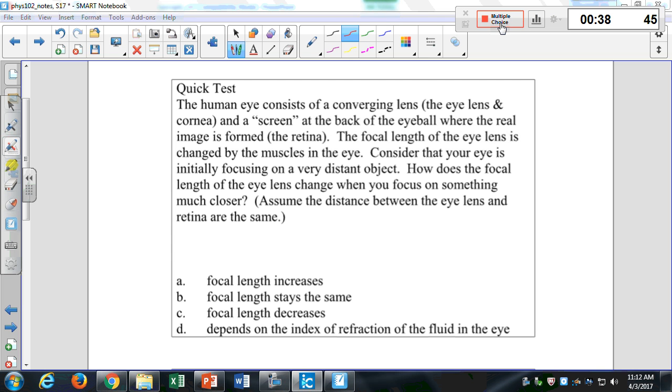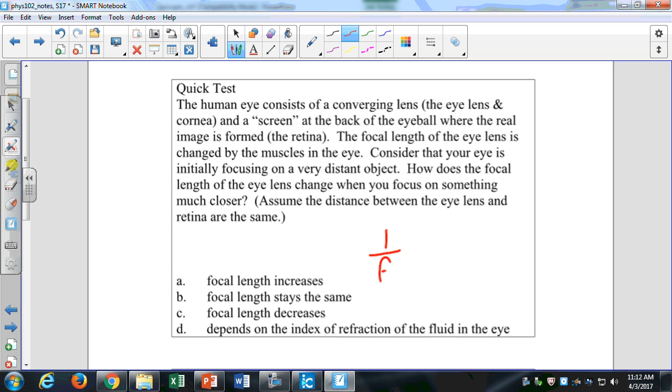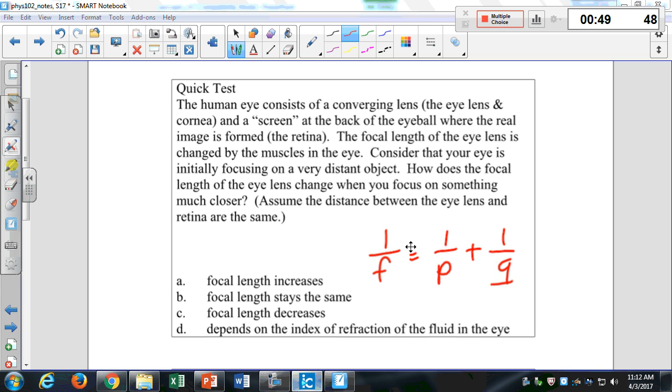You can think about this in a couple of ways. I know that 1 over f is equal to 1 over p plus 1 over q. What happens when I bring something up close? What happens to f?